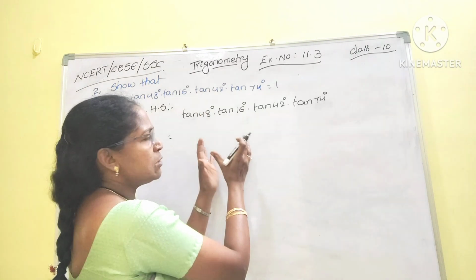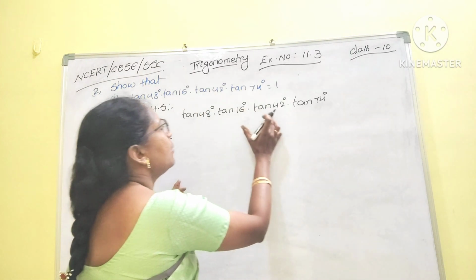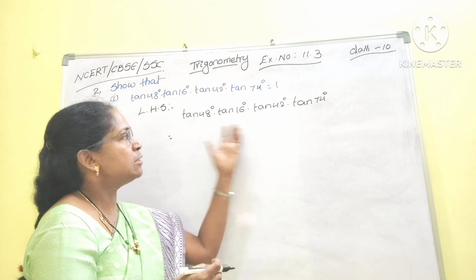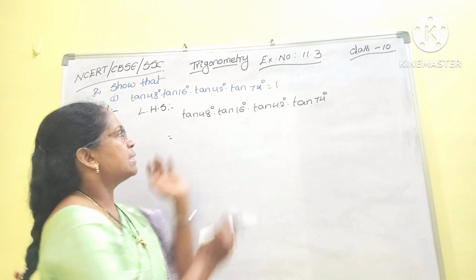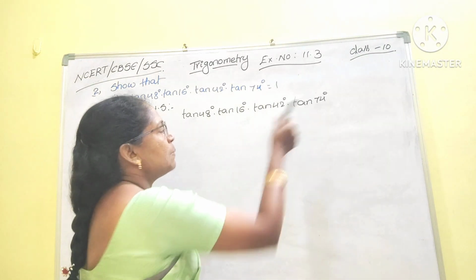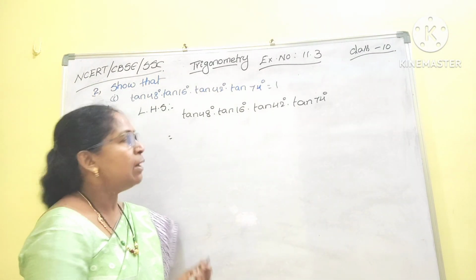48, observe first. Observe this question. 48 plus 42 equals which 2 angles? If you add, you will get 90 degrees. You have to consider 48 plus 42, 90. As well as 16 plus 74, that equals 90.